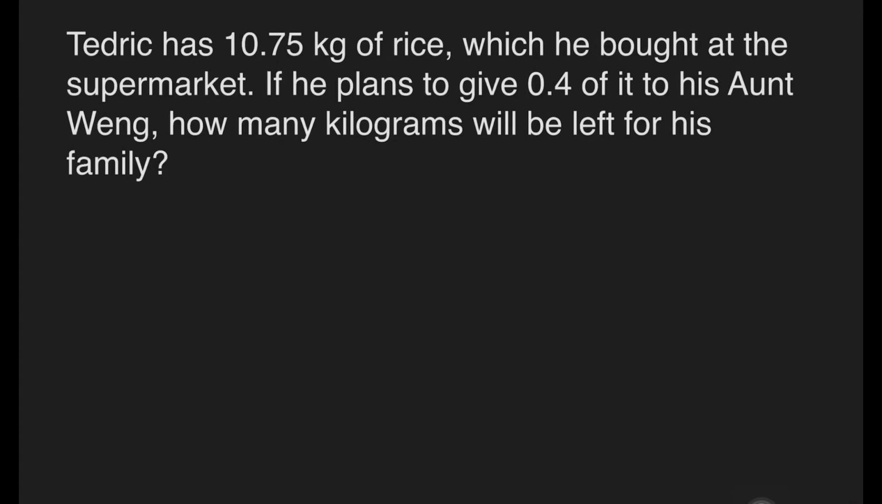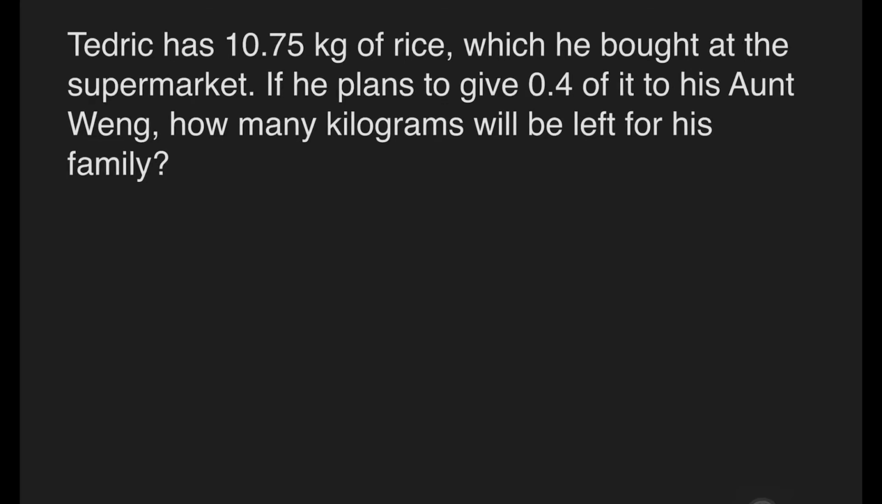Another example. Tedrick has 10 and 75 hundredths kilograms of rice, which he bought at the supermarket. If he plans to give 4/10 of it to his Aunt Wang, how many kilograms will be left for his family? What are the given? We have 10 and 75 hundredths kilograms, and we also have 4/10.